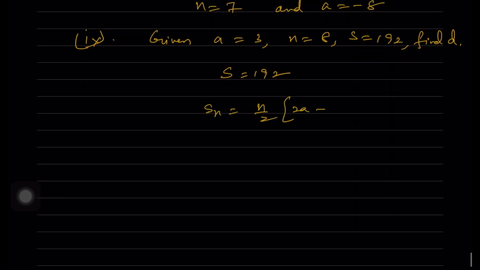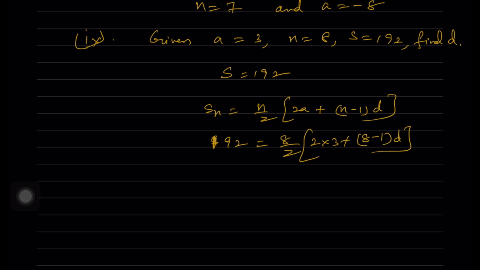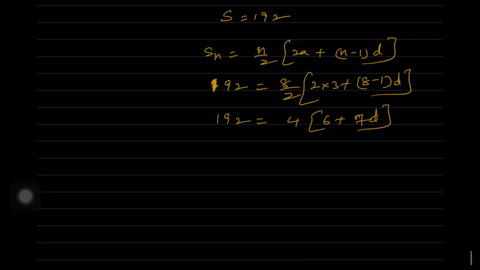So Sn is equal to 192. What is the Sn formula? I will write down n by 2 into 2a plus n minus 1 into d. So Sn is equal to n by 2 into 2 into 3 plus n minus 1 into d, which is equal to 192 is equal to 4 into 6 plus 7d. 8 minus 1 is 7.